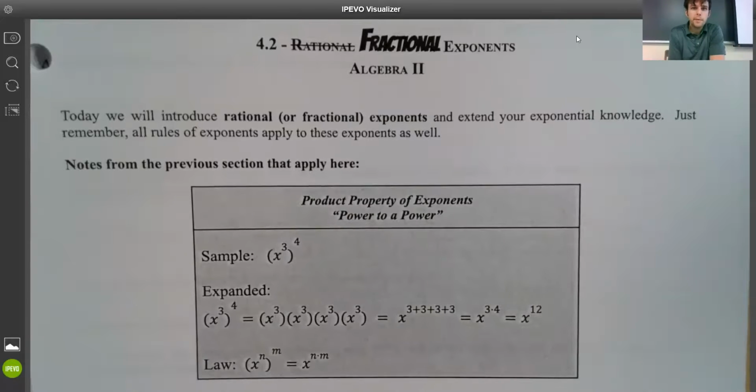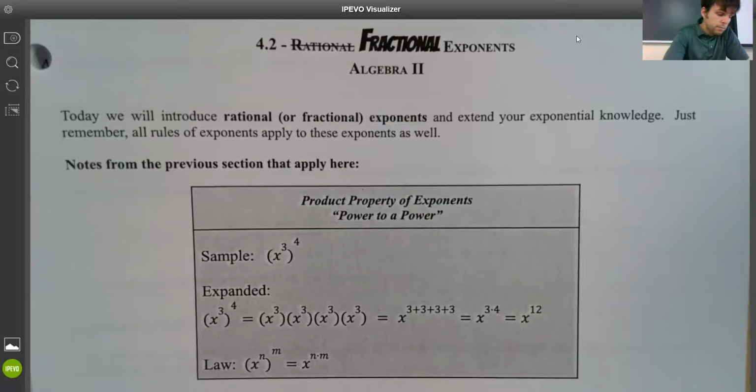All right, welcome guys. We're going to be going over lesson 4.2, talking about fractional exponents, so exponents that are not whole numbers, specifically ones that can be written as a fraction. Today we're going to introduce this idea and extend this knowledge about exponents. It's really important to know that all the exponent rules we've talked about before will continue to apply when we talk about fractional exponents as well.